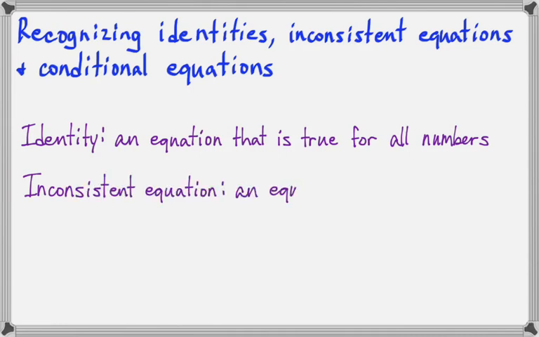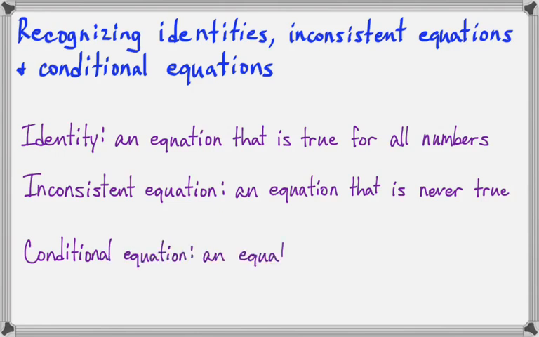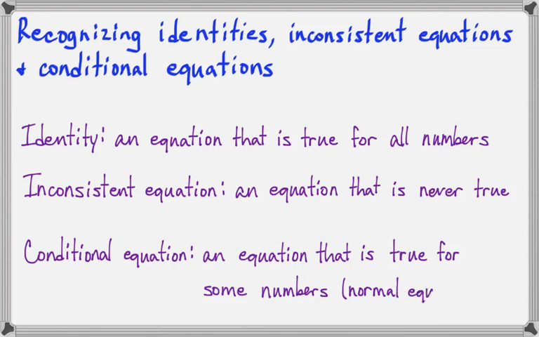An inconsistent equation is an equation that's never true. So no matter what you plug in for x, nothing appears to be a solution. And conditional equations are really the regular equations we're used to solving. It's an equation that's true for some numbers and not for others. So under certain conditions it's true.